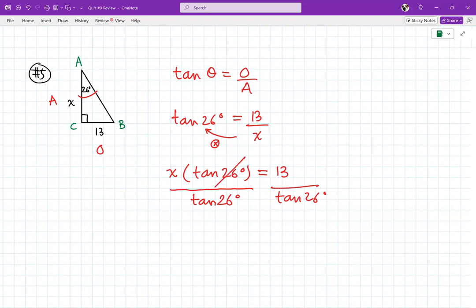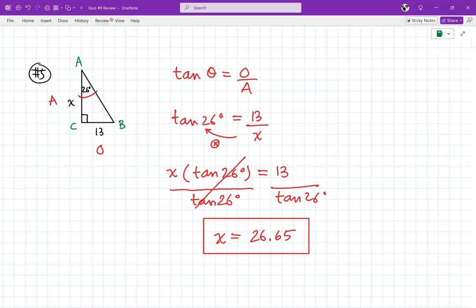On the left side, it's going to cancel. All you're left with is x. On the right side, just calculate 13 divided by tangent of 26. So 13 divided by tangent of 26 is equal to, again rounding to the nearest hundredth, 26.653. So it would round to 26.65. Now, if you're wondering why I don't put degree symbols on this, it's because this is not an angle. This is a side. These last two answers were sides.